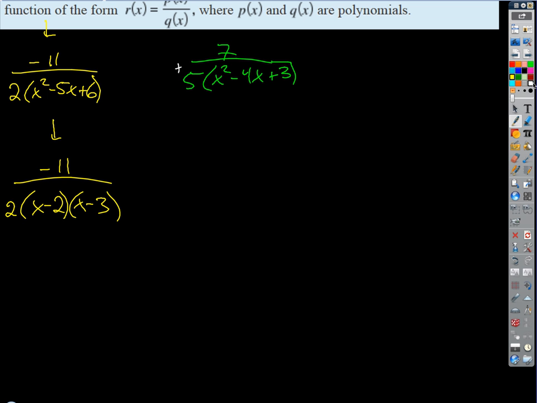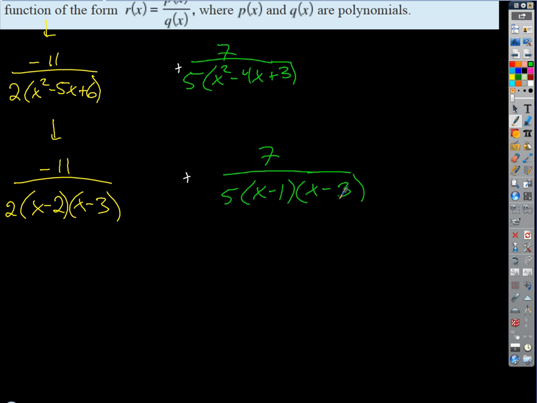Okay, so then what about over here? So we've got the 7 on top. We've already got the 5 factored out of the bottom. What are the signs this time? Multiplying to a positive, adding to a negative. Both negatives. And what would they be? 1 and 3. Okay.